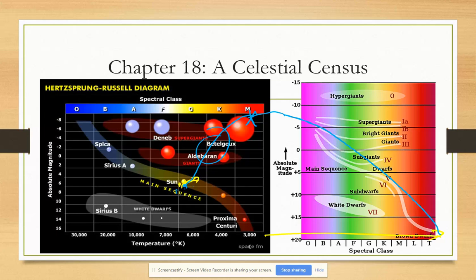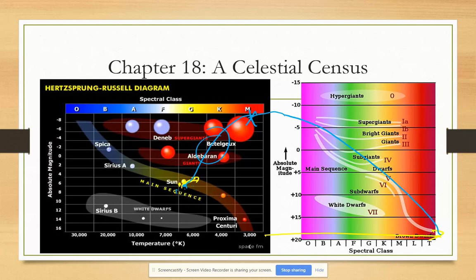So the blue is the birth from start to making the main sequence. 90% of its life is on the main sequence. For something like our sun, what's it going to do when it leaves the main sequence? It's going to have the shell of hydrogen, as Mira talked about.